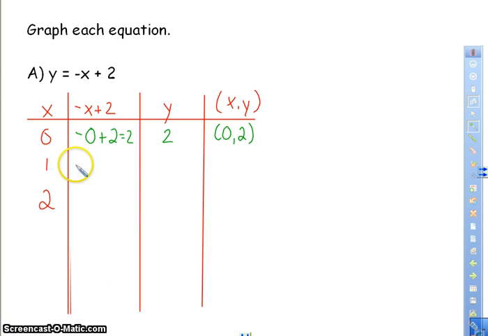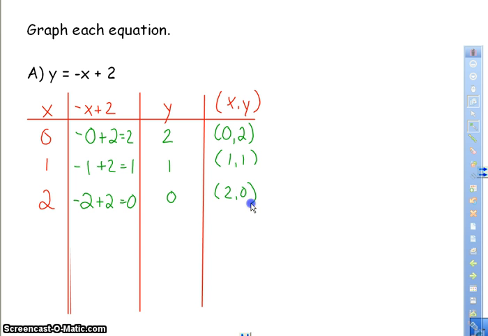Then I have a 1. When I plug it in, it becomes a negative 1 plus 2. Negative 1 plus 2 is 1. Then I have another x, y, 1, 1. Then my 2, I plug it in, it becomes a negative 2 plus 2, which equals 0. So my last ordered pair is 2, 0.